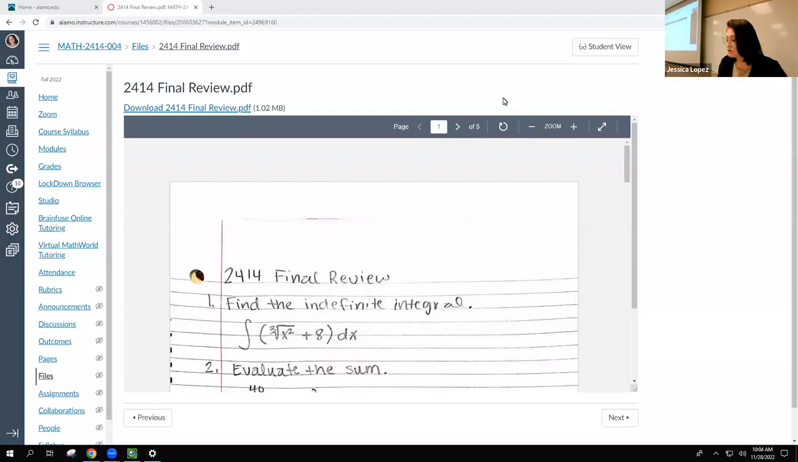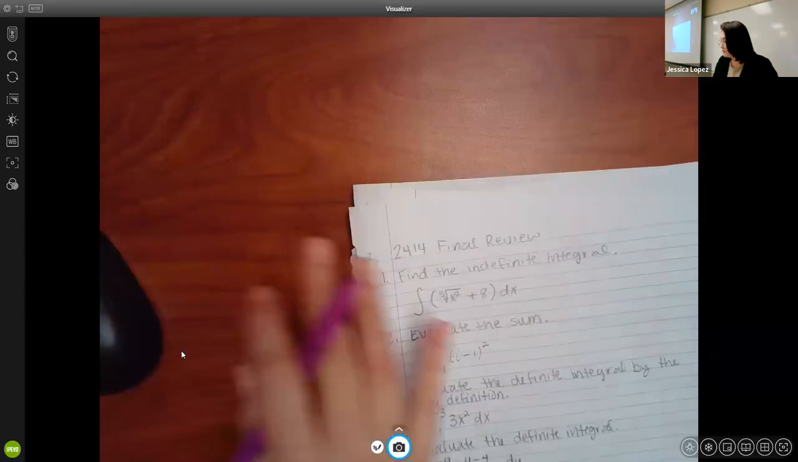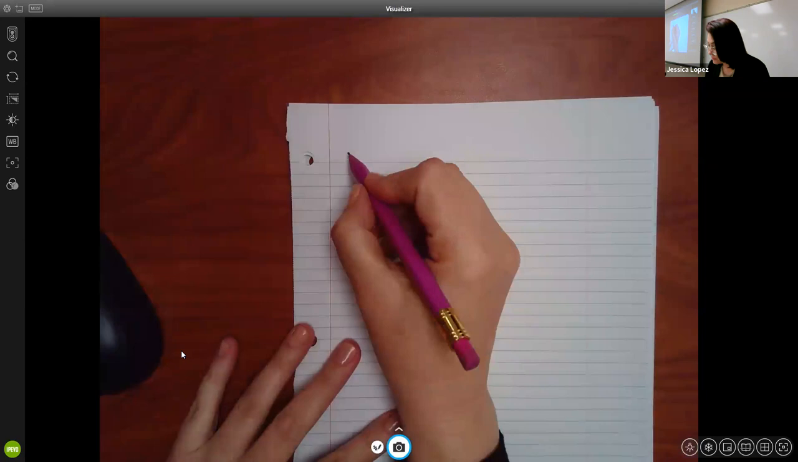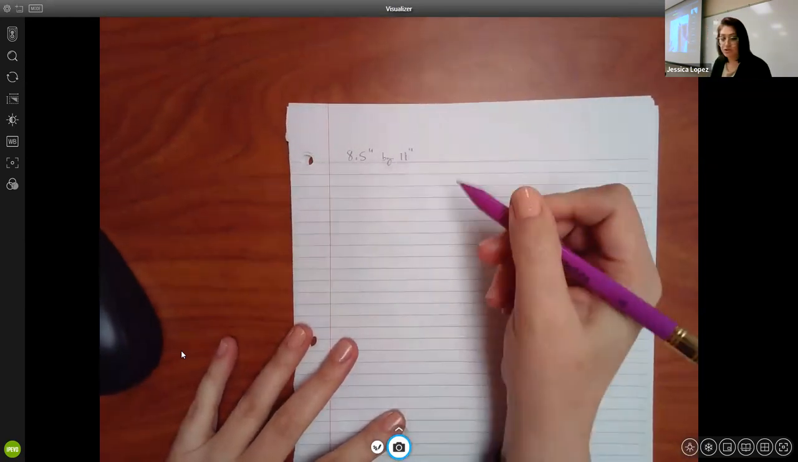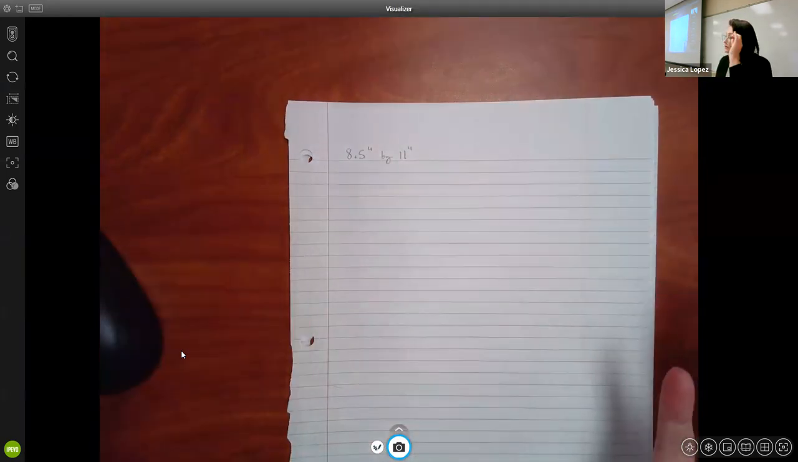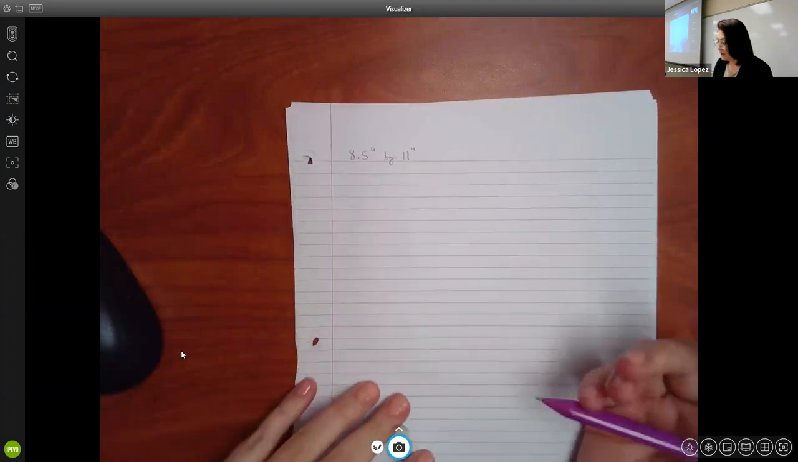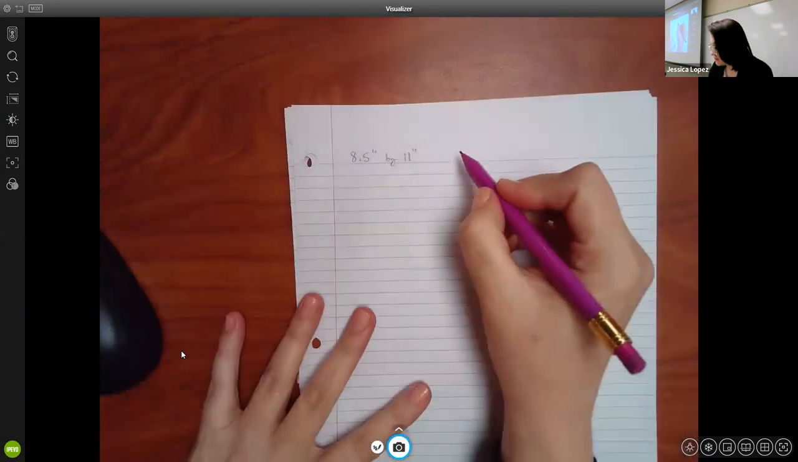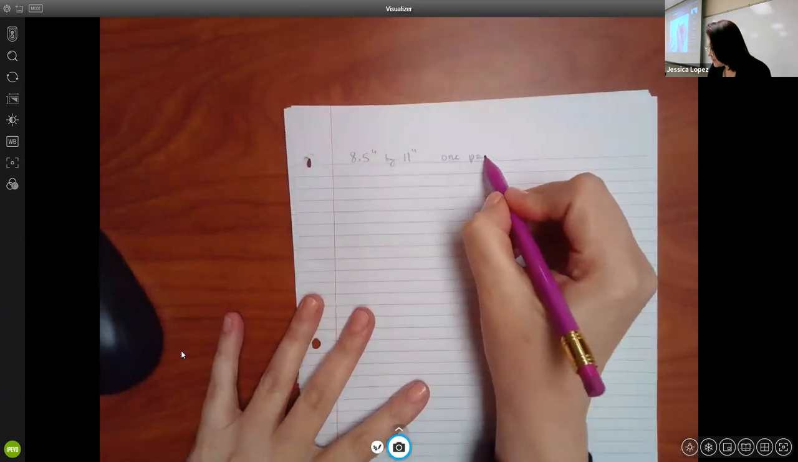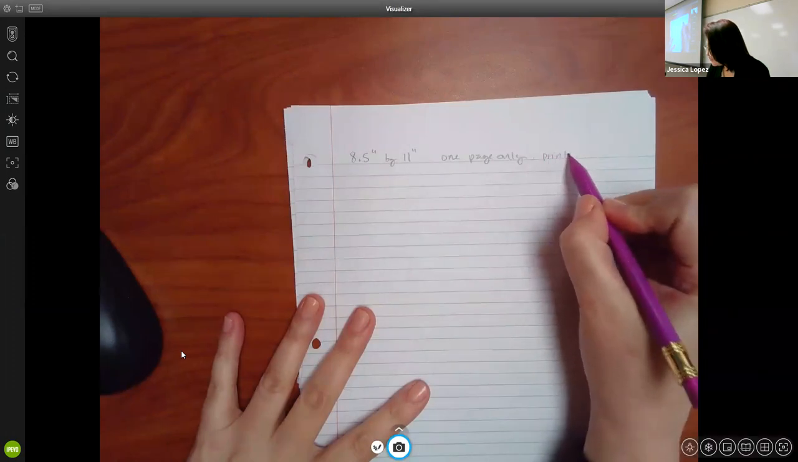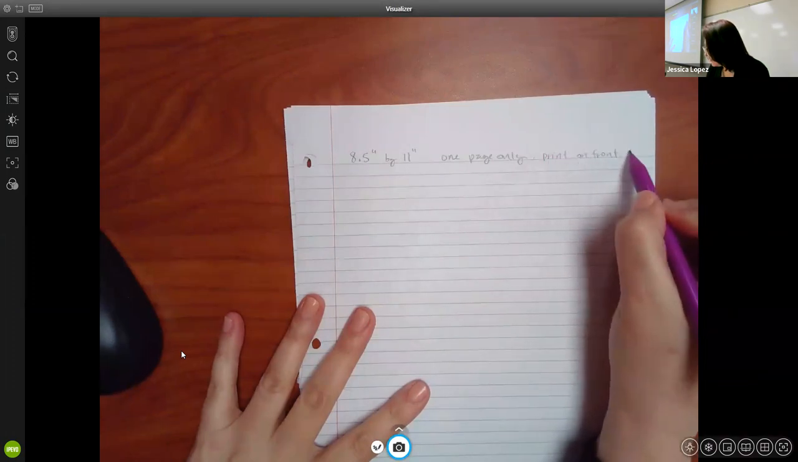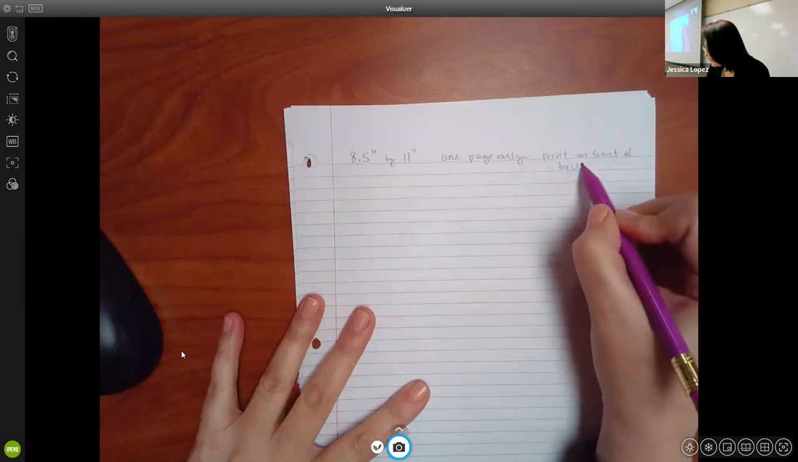So you are allowed to use a note sheet on the final exam. Yes. However, it can only be one sheet of notes. So what is it, 8.5 inches by 11 inches, which is just a regular standard sheet of paper. The printer paper might be a tiny bit bigger than a note sheet paper. But you just get one sheet, one page only. But you can write front and back. Okay, so print on front and back is okay.